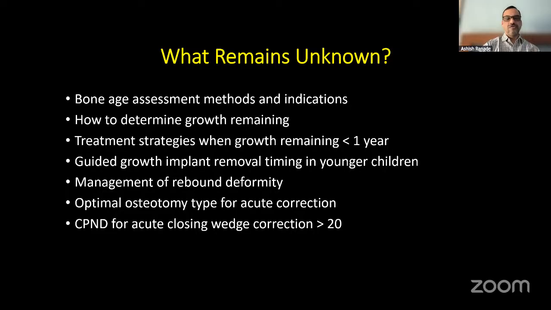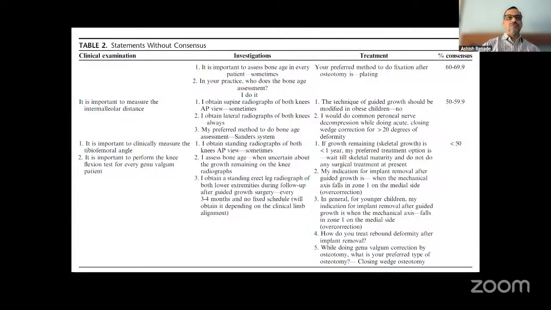There was no consensus on the type of optimal osteotomy in adolescents, whether you should do a closing wedge, lateral, opening wedge, or angulation translation type of osteotomy, or a dome osteotomy. And then there was no consensus for doing an acute closing wedge correction of more than 20 degrees. So those are the statements without consensus. A lot of things still remain unknown despite this survey.